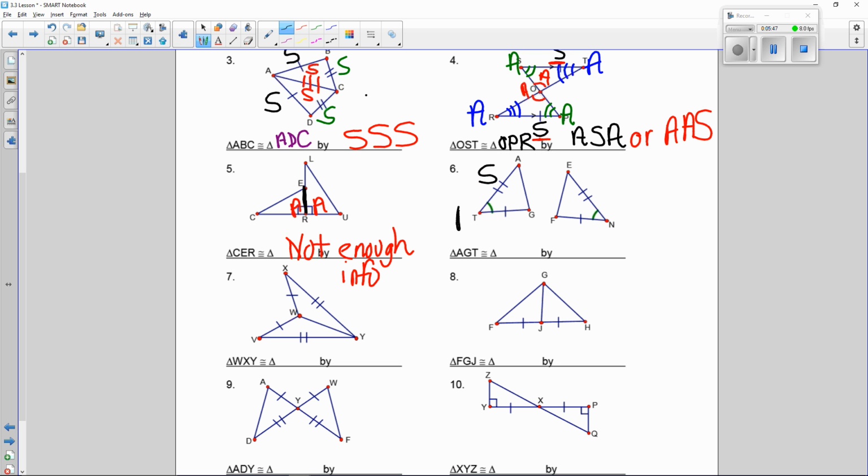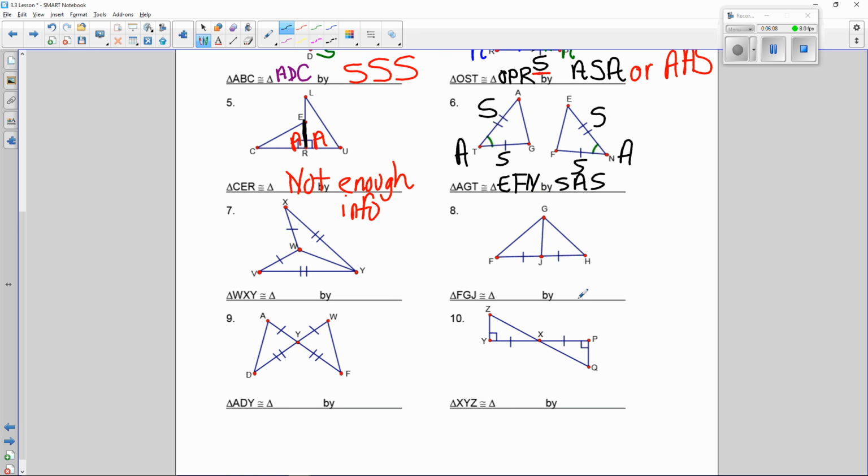Number 6, you should see it pretty quickly. This one is all keyed up for you. Side, angle, side. So I encourage you, pause the video for a little bit and try problems 7 through 10. I'm going to put the answers up here in just a second, so make sure you pause it, try the problems on your own, and then check.